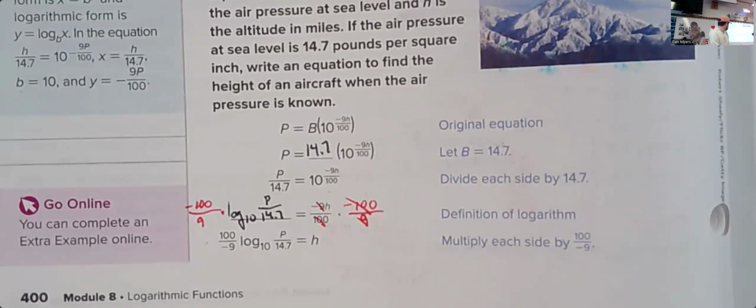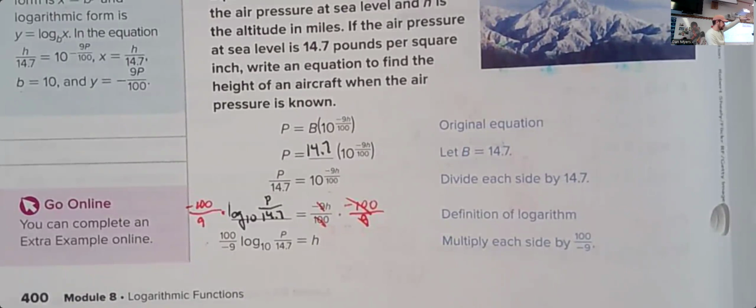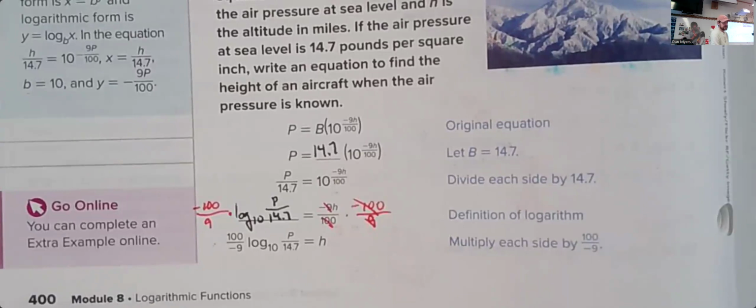So here's a real life situation where you can actually use logarithms. Now, if we knew what the air pressure at the altitude was, if we knew the air pressure outside of the aircraft, we would actually know how high it's flying. But we don't have that information, and that's not what we were asked to do.